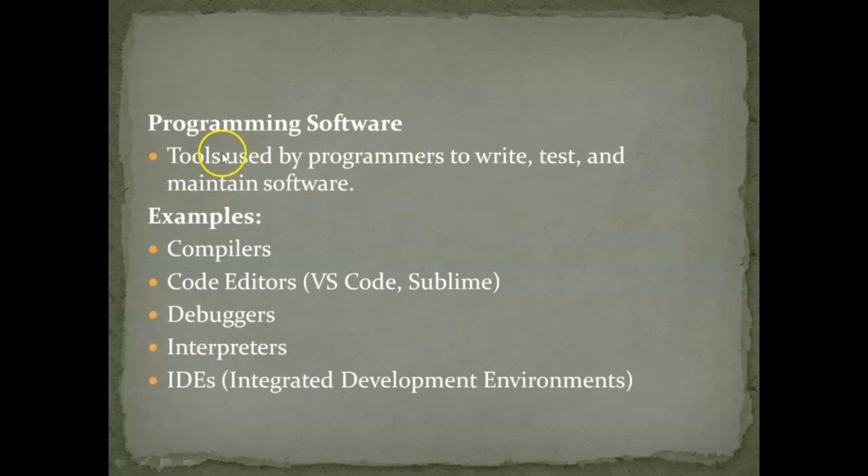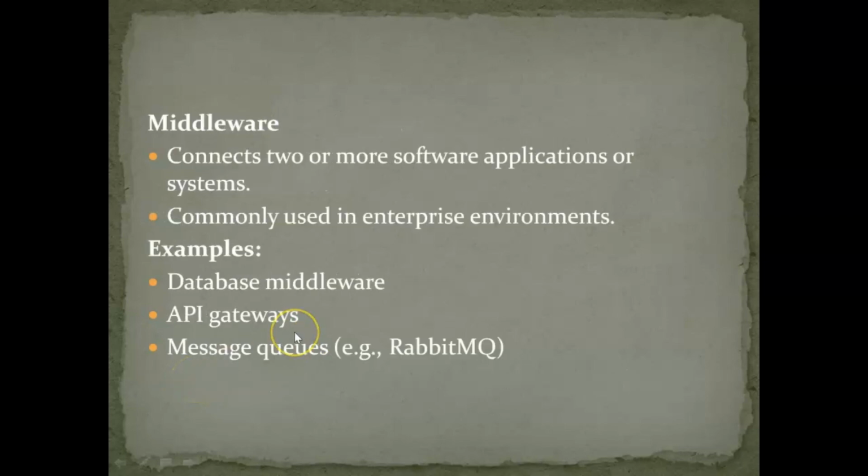Programming software, again, are tools used by programmers to write, test, and maintain software. That is programming software, and examples are listed here. You can see from here. Middleware is also here, which connects almost all software applications or systems, and you can see the examples listed here.